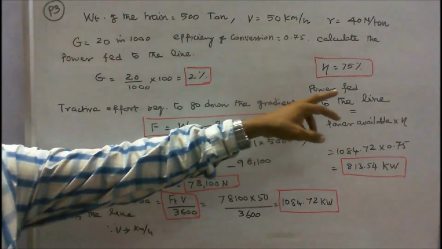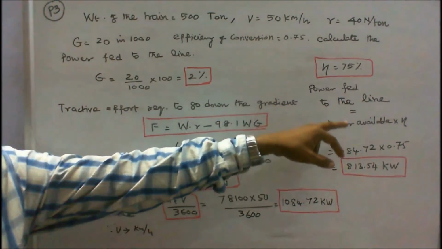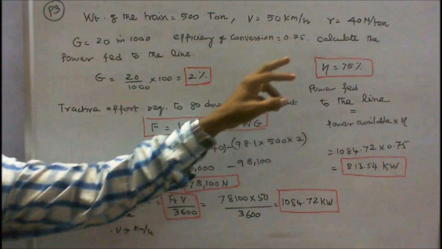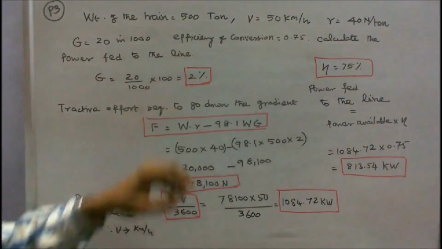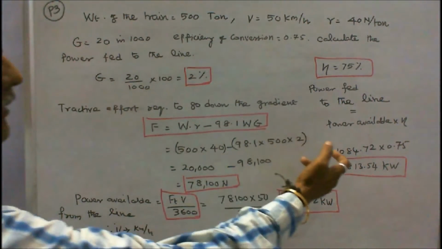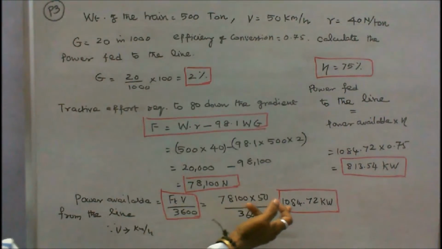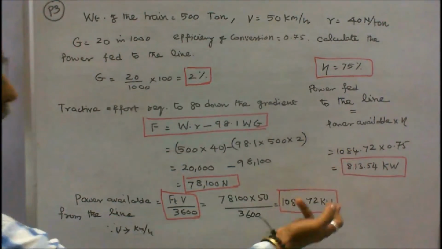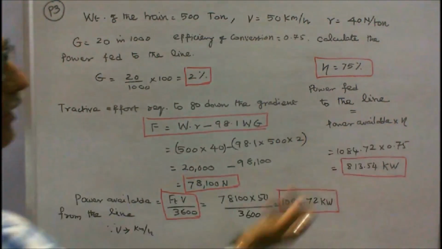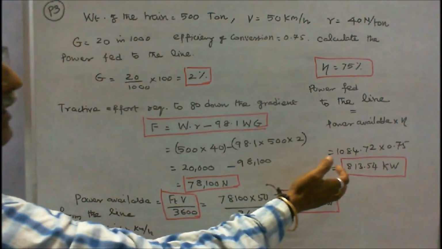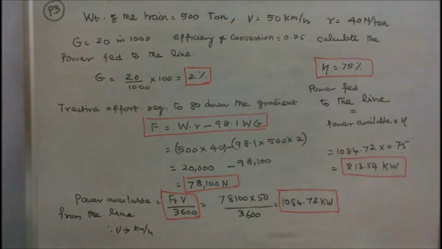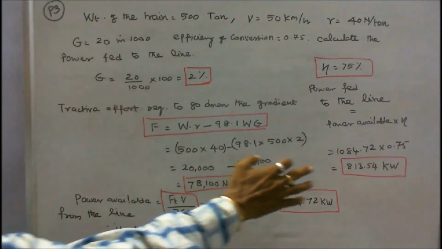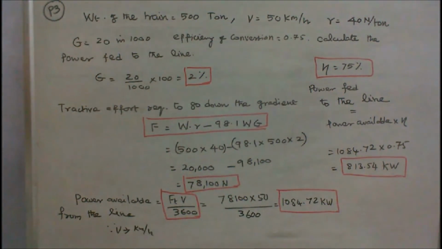Therefore, power fed to the line is equal to power available into conversion efficiency. So the power available is 1084.72 into 0.75. We will get 813.54 kilowatts. So the power fed to the line is 813.54 kilowatts.